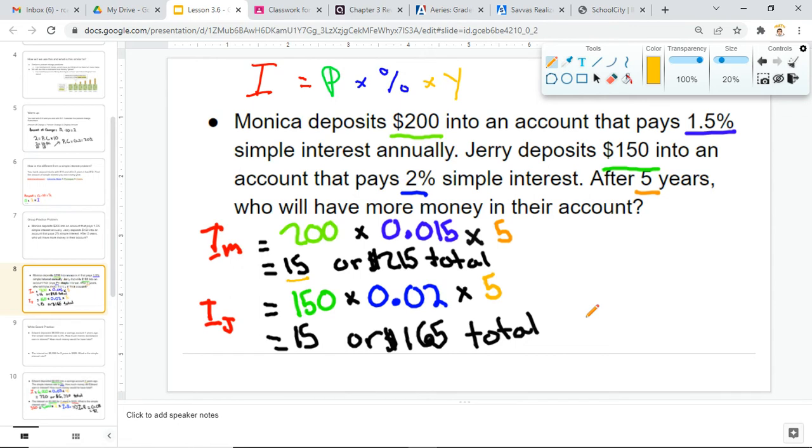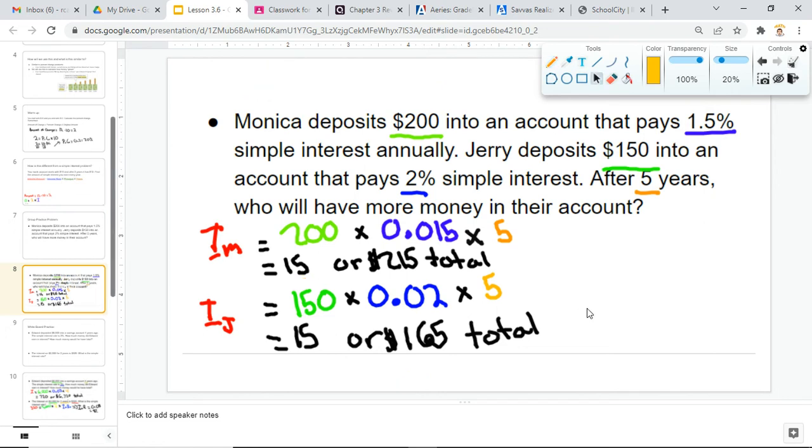Now for Jerry, Jerry's principal was $150. His rate was 2%, or 0.02, and his years was 5 years. So I do 150 times 0.02 times 5. I get $15. Once we add that amount he earned in interest to his principal, I get $165. So it looks like Monica made more money after 5 years. She had $215, whereas Jerry only had $165. But they both made the same amount of money in interest.